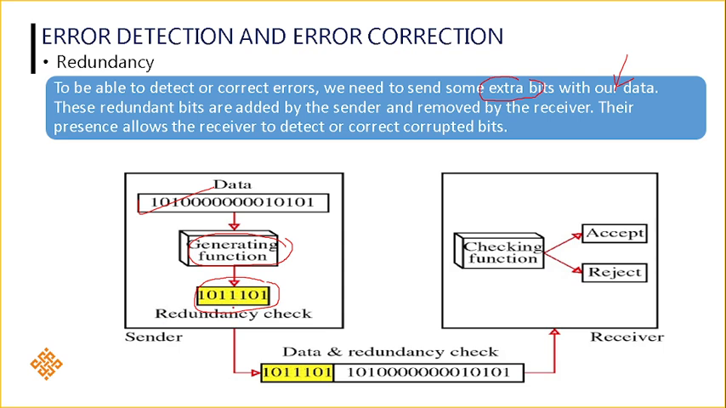So these are the redundancy bits that are added. At the sender side, along with the original information, I am adding the extra bits, what you call redundancy bits. So together the receiver will receive them.